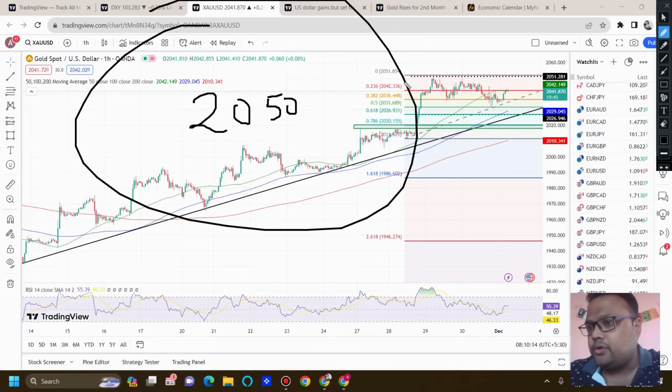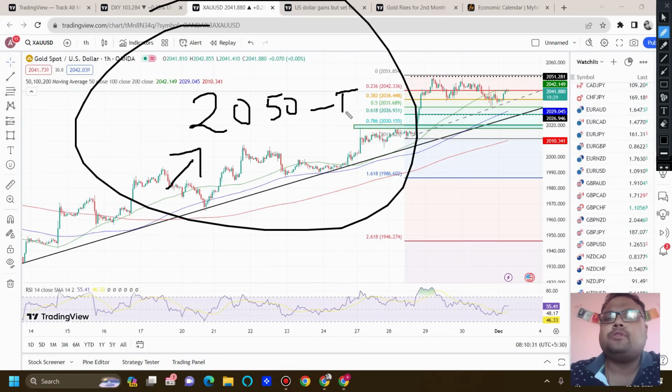As I have already told you earlier, and you can clearly see on the chart also, if gold breaks 2050, then we do not have any major immediate resistance, and gold will be heading towards 2080. So right now 2050, 2051 is acting as a resistance for the market.